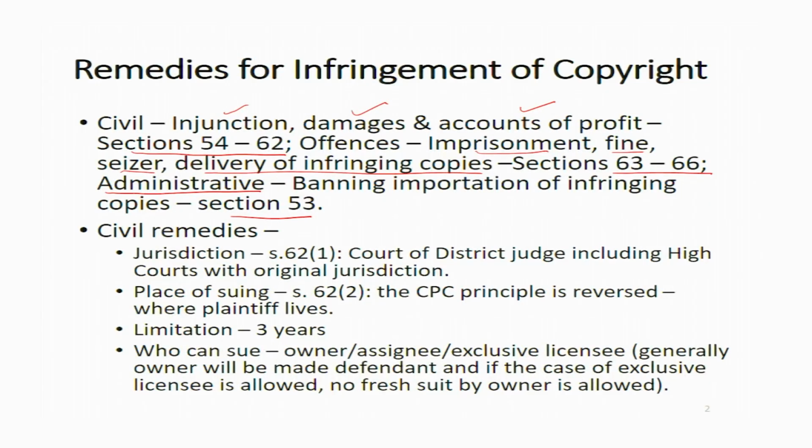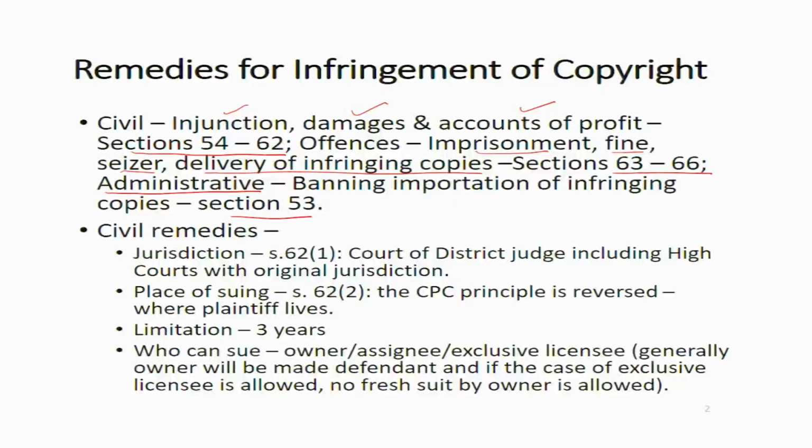Who can file a case? The owner of copyright, of course, can file a case. The assignee of copyright can file a case. Assignee of copyright, if you recall, I said assignment creates interest in favor of the assignee. So, the assignee is as good as the owner of the rights which have been assigned. So, the assignee can file a case, the owner can file a case, even an exclusive licensee can also file a case.